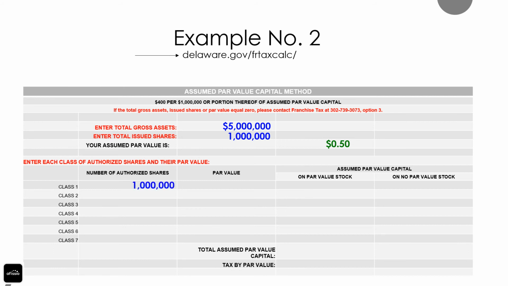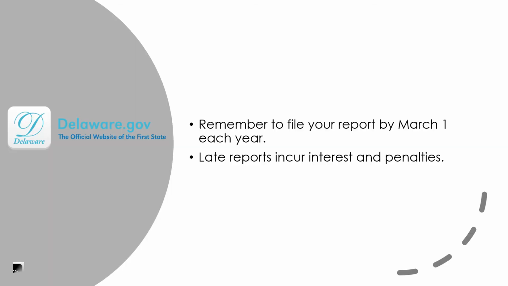After entering the actual par value of your issued stock, the on par value of the stock is calculated to be $5 million. Next, we divide this on par value stock amount by 1,000,000 and get 5. Multiply 5 by $400, we get a total franchise tax bill of $2,000. In this case, having a greater amount of assets and a lower number of issued shares of stock creates a larger tax bill.